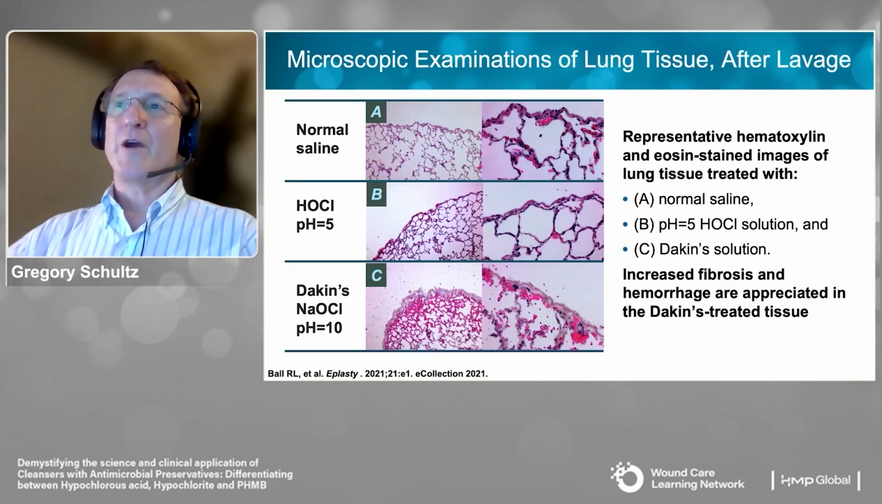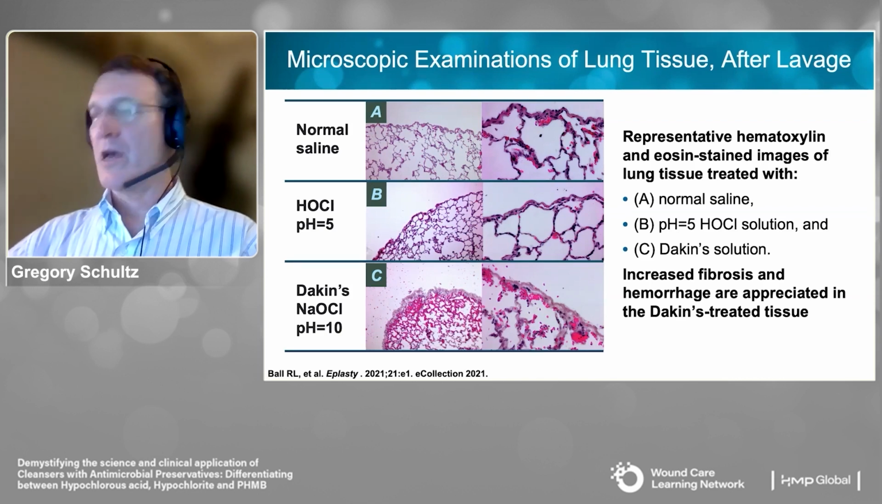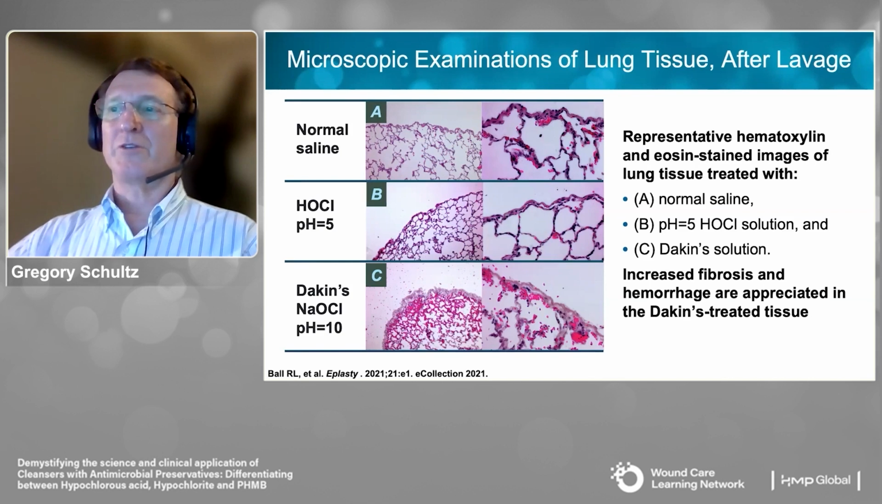That is, compared to normal saline in the top panels, you can see at both low and high magnification that the hypochlorous acid has minimal detrimental effects on the lung tissue compared to the tremendous hemorrhage and cell death that is occurring in the lung tissue lavaged by Dakin solution.